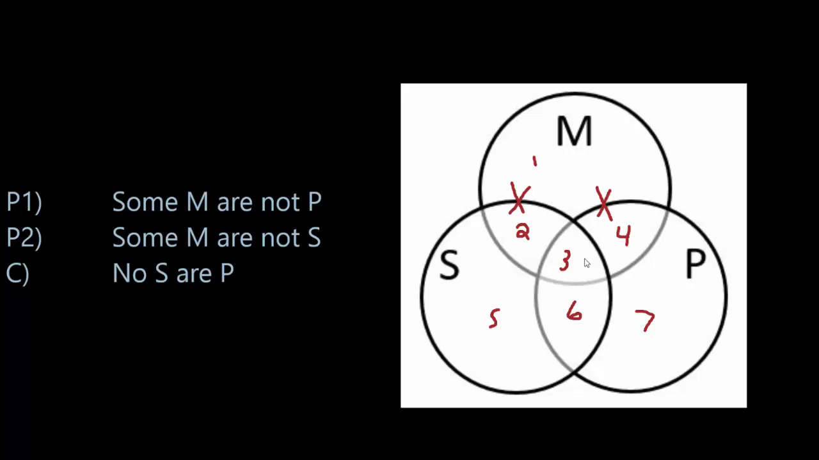Our conclusion says that no S are P. So it says that there's nothing that exists in area 3 or 6. That's what it asserts. And that's supposed to follow from the fact that we have an M that exists that's not a P, and we have an M that exists that's not an S. But by looking at the diagram, clearly we're not forced by those premises to the proposition that there's nothing in 3 or 6. Clearly something could be here since there's no shading there.